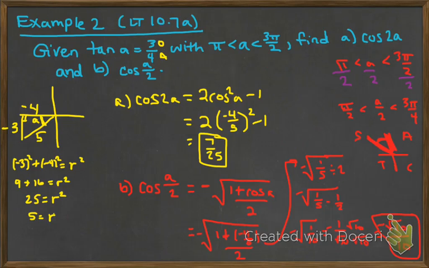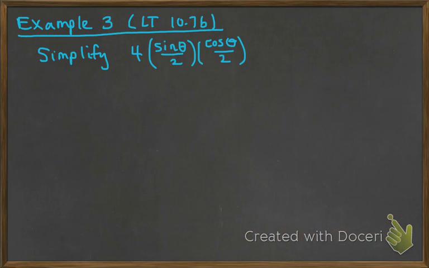So that takes care of Learning Target 10.7a, being able to evaluate using these double angle and half angle formulas. Let's now look at an example of Learning Target 10.7b, where they want us to either simplify or verify. So in this problem we have that we want to simplify 4 times the quantity sine of theta over 2 times cosine of theta over 2. So I'm going to go ahead and just multiply that out and simplify it.